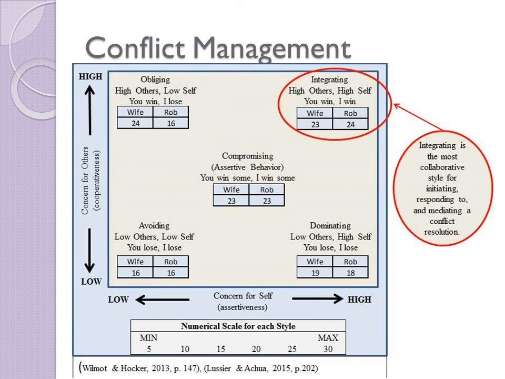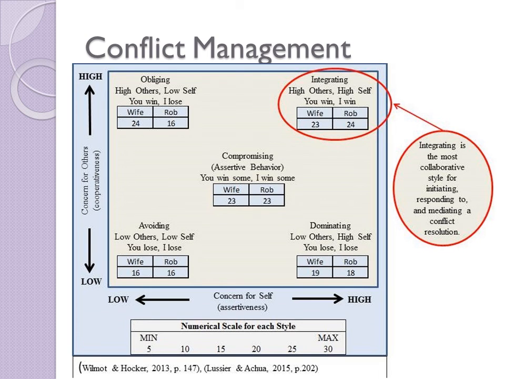The conflict management assessment has 2 categories: concern for others, or cooperativeness, is along the vertical axis, and concern for self, or assertiveness, is along the horizontal axis. Notice that the integrating style is the most collaborative style for initiating, responding to, and mediating a conflict resolution. I loaded the questions into a spreadsheet so that I could enter the values quickly without giving much thought.